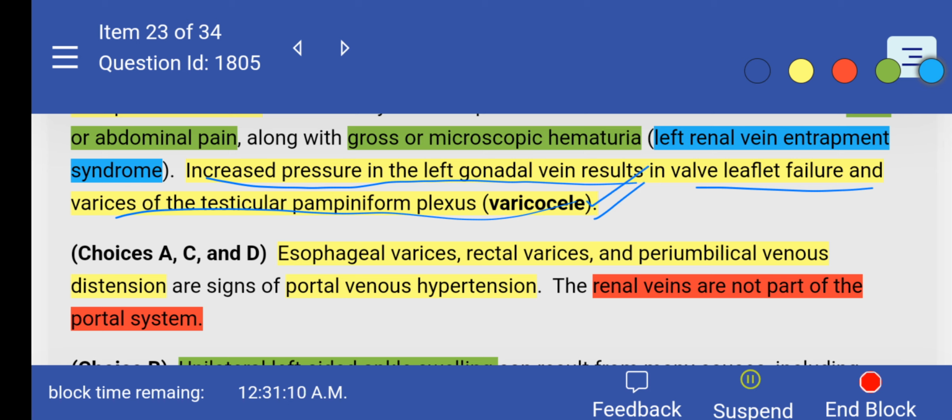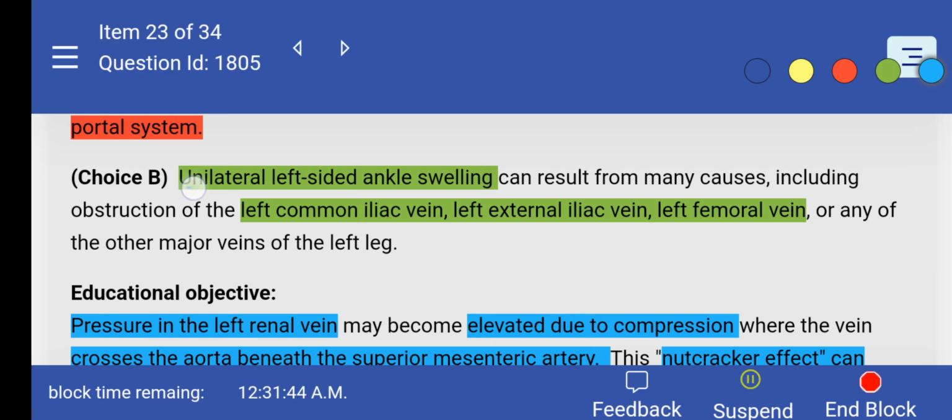Okay, so another option is esophageal varices, rectal varices, and periumbilical venous distension. These are signs of portal venous hypertension. They are part of the portal venous hypertension, but the renal veins are not part of the portal system. Unilateral left-sided ankle swelling can result from many causes, including obstruction of the left common iliac vein, point to be noted, left external iliac vein, left femoral vein, or any other major veins of the left leg. But this is not associated with the left renal vein.